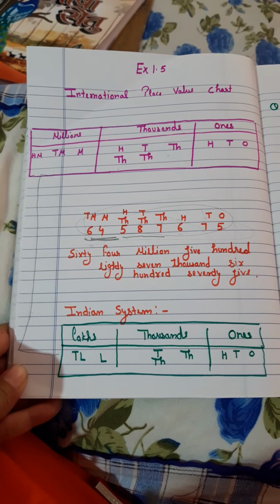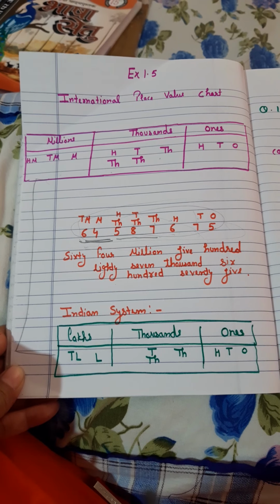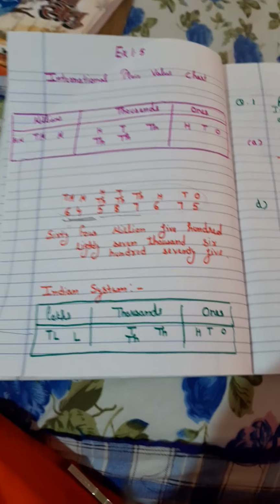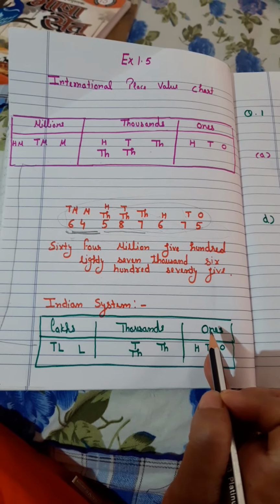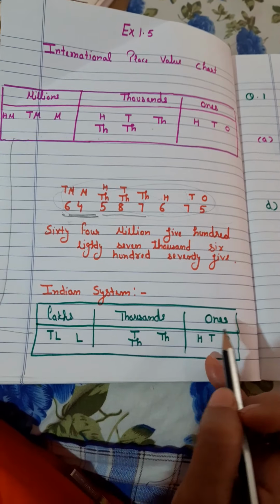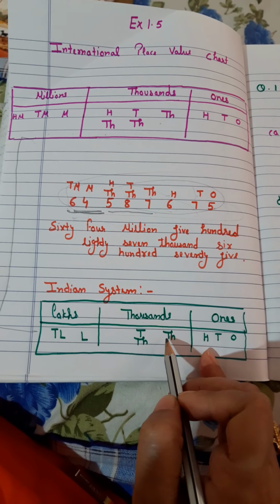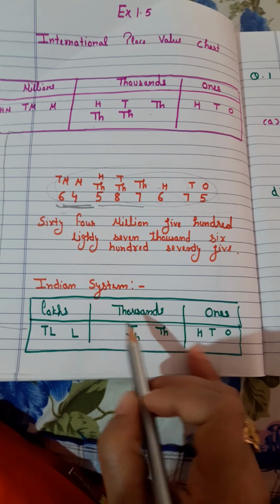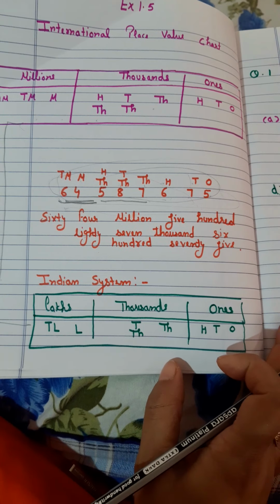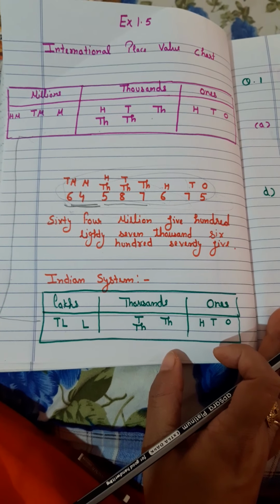So, let's start with your exercise 1.5. In exercise 1.5, we have the international place value chart and the Indian place value chart. We had already discussed the Indian place value chart in the previous exercises. In the Indian chart we have the ones, thousands and lakhs periods. Under the ones period we have the places ones, tens, hundreds; under thousands we have thousands and 10,000s; and under lakhs we have lakhs and 10 lakhs. The Indian system is clear to you because we have done so many questions based on it.